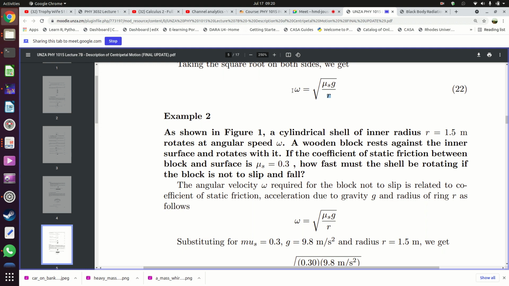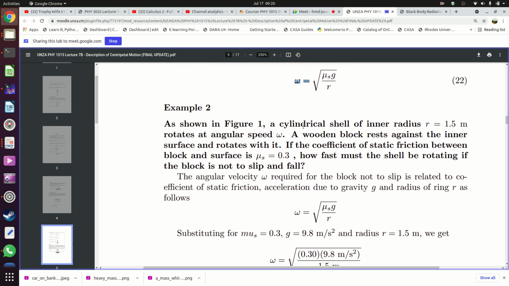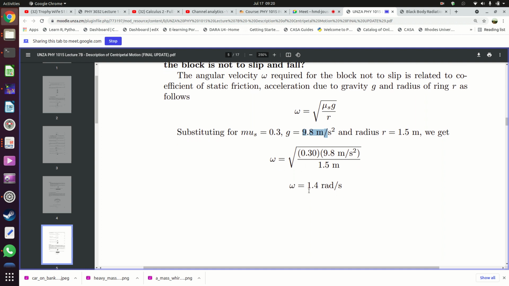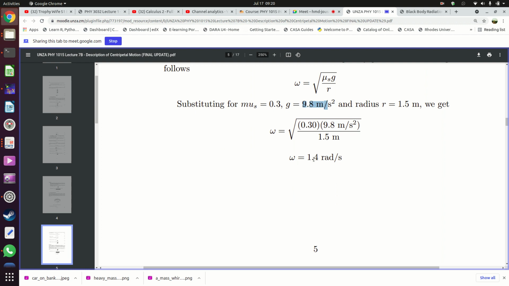How fast is the ring supposed to be rotating? And we have got this expression here. So the whole thing is related with this. Our coefficient of static friction is 0.3, our acceleration due to gravity is 9.8 meters per second squared, and the radius is that. If we substitute in here, omega is equal to the square root of 0.3 times 9.8 meters per second squared divided by 1.5, like that. So you end up with omega being equal to 1.4 radians per second.